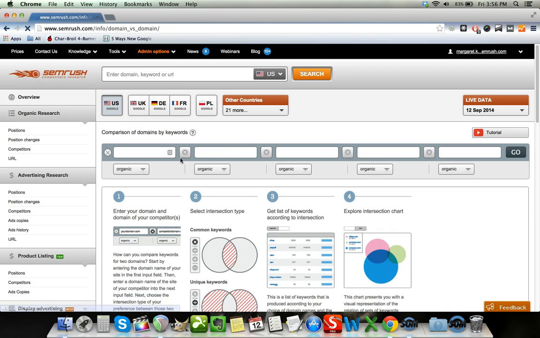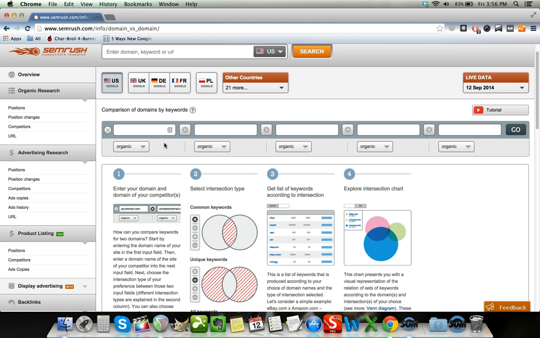Next, we have the domain versus domain report. Basically, what this enables you to do is compare domains by keywords. So let's go ahead and compare Nordstrom.com and Zappos.com.